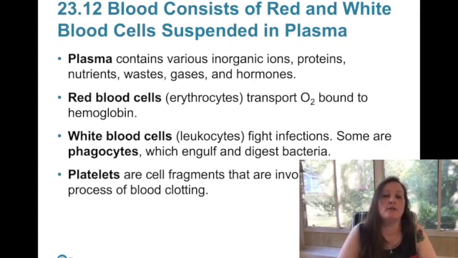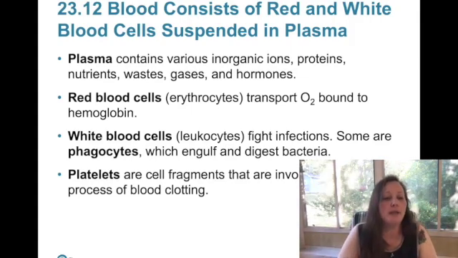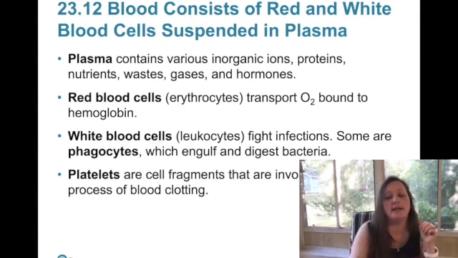White blood cells, leukocytes, the leuko part means white. And the white blood cells are what help fight infections. And some of these are the phagocytes, which engulf and digest bacteria. So they're the ones that go and munch it away. And then we have our platelets, which are also known as thrombocytes. And these are the ones that help with clotting.